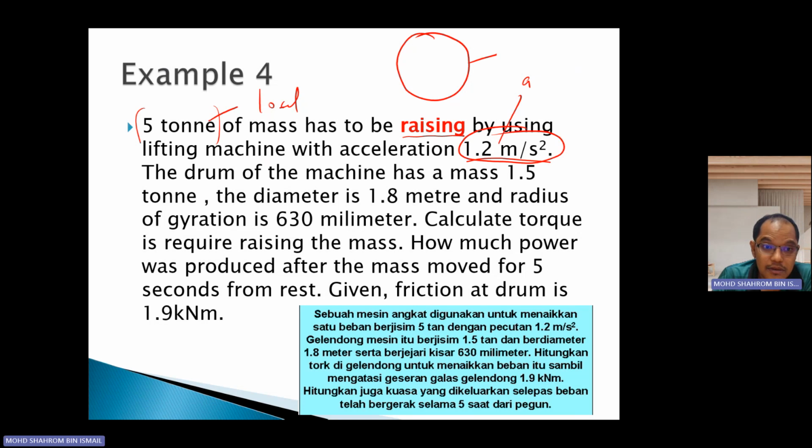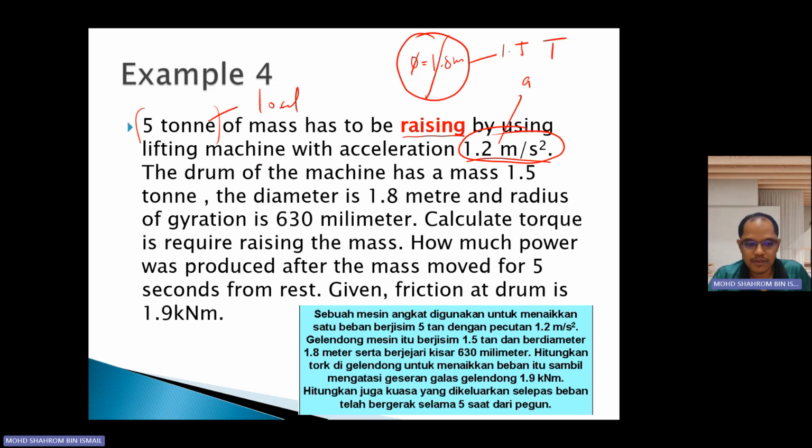so you have what? 1.5 ton of mass for the drum, and then the diameter is 1.8 meter. The diameter is 1.8 meters, and the radius of gyration is 630 millimeter. Calculate the torque required for raising the mass. How much power is produced after the mass has moved for 5 seconds from rest?